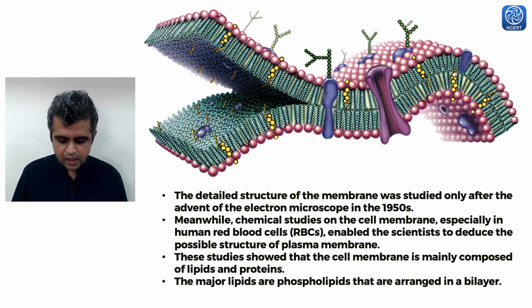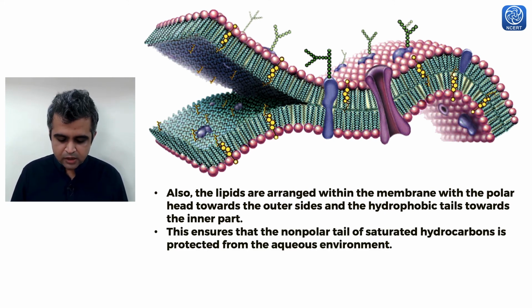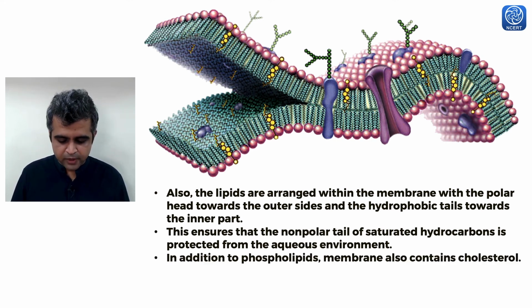The major lipids are phospholipids that are arranged in a bilayer. Also, the lipids are arranged within the membrane with the polar head outwards towards the outer sides and the hydrophobic tails towards the inner part. That is what we have been discussing in the entire lecture today. So now this line should be very clear to you. This ensures that the non-polar tail of the saturated hydrocarbons, वो fatty acid वाला tail, is protected from the aqueous environment. In addition to phospholipid, membrane also contains cholesterol के molecules.